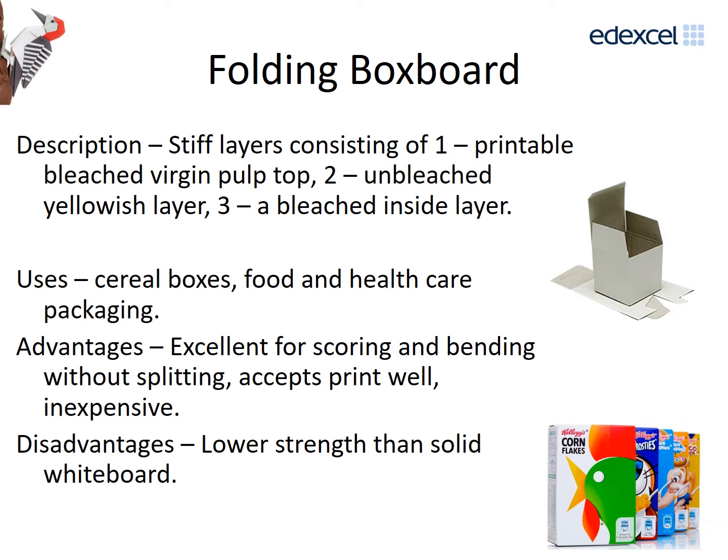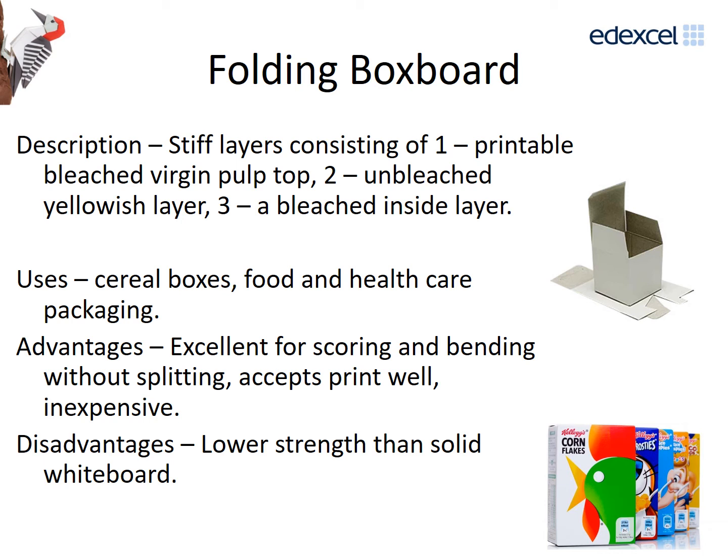So if you look at the examples of the cereal boards there, it means they can print the graphics on. But then the other layer underneath is obviously an unbleached layer. So that is, as you can see, that kind of coming through there. So it's used for cereal boxes and other food and healthcare packaging because it can be easily bent or easily scored, so it allows you to get all those different folds.